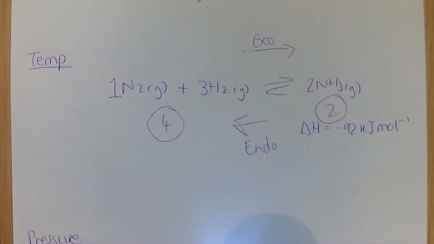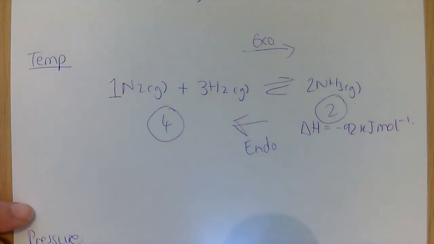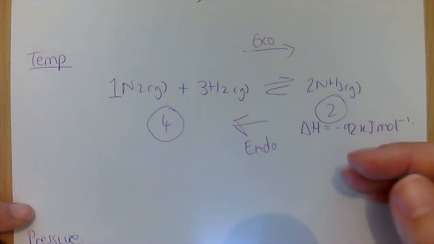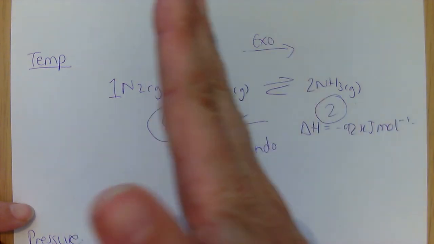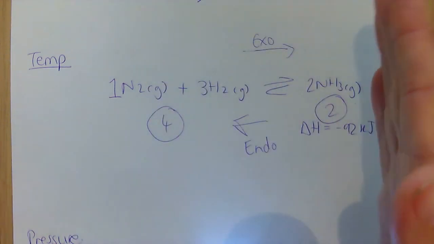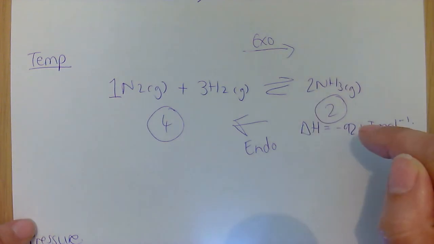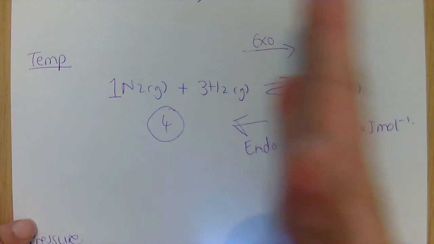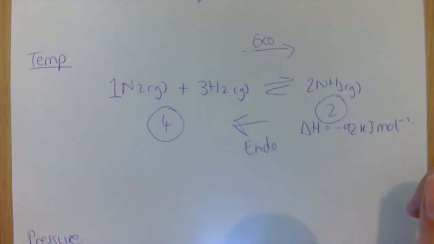So if I increase the pressure that this reaction happens at, equilibrium is going to move in the direction with lower pressure. So if I carry out the Haber process at a really high pressure, equilibrium will move over here and it will produce more ammonia. If I decrease the pressure, equilibrium would move over here to the side where there's more gas molecules to increase the pressure.